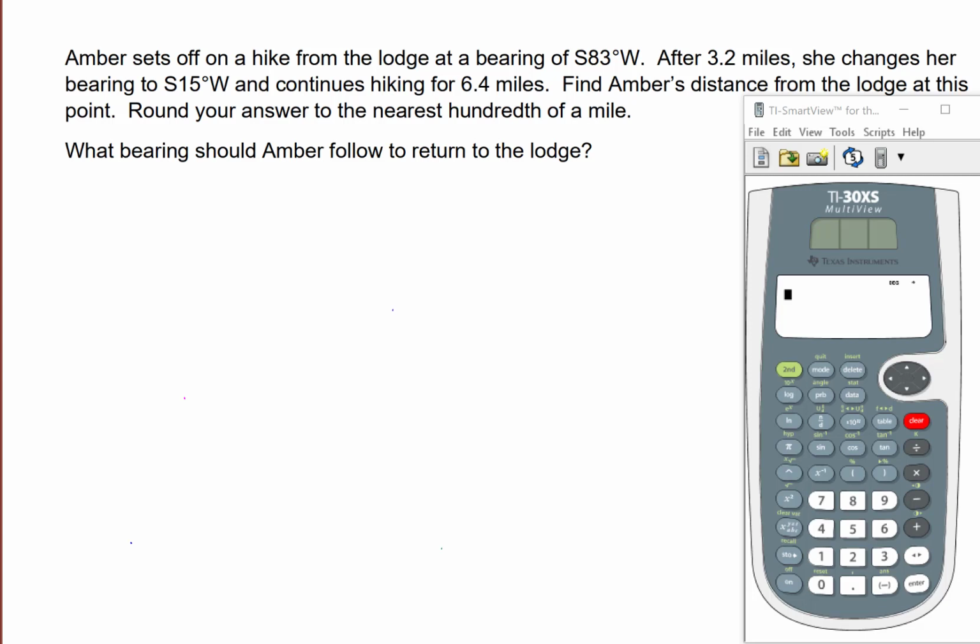Amber sets off on a hike from the lodge at a bearing of south 83 degrees west. With bearings, we're going to be measuring off from a north-south line. We are going to be measuring off south here, and then we are going to swing around to the west by 83 degrees. So she walks along there for 3.2 miles.